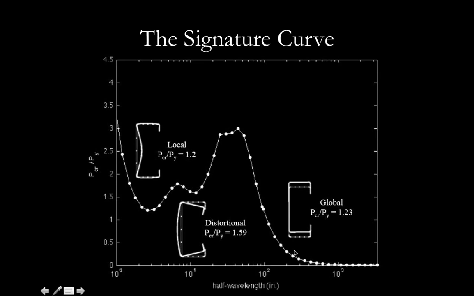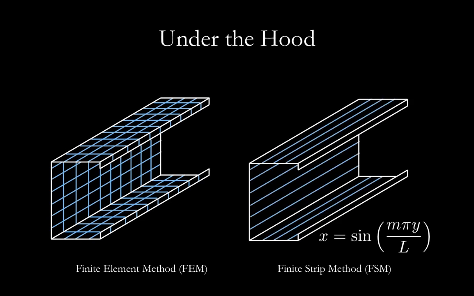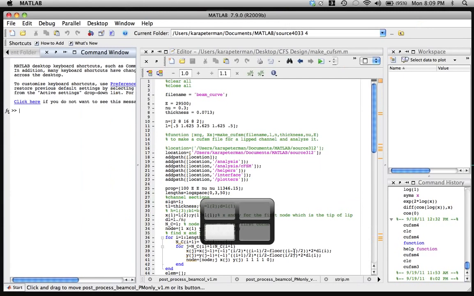How does CUFSM do this anyway? Rather than using the traditional finite element method, CUFSM uses the finite strip method, which takes that sine function there and uses it to approximate displacements along discrete strips along the length of the section. But rather than get into more detail on this subject, let's take a look at the program. For that, we head to MATLAB.